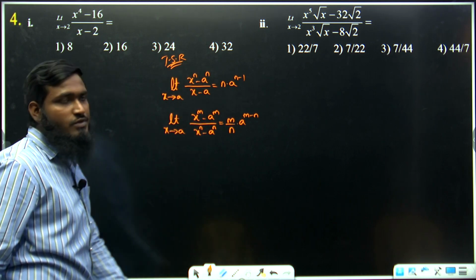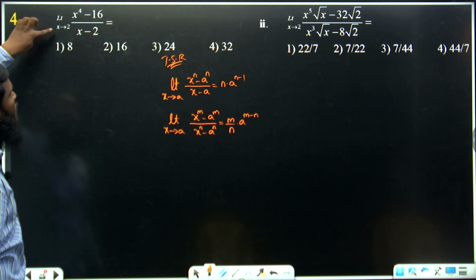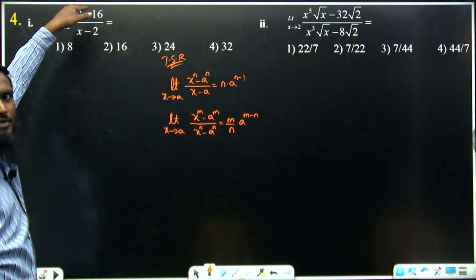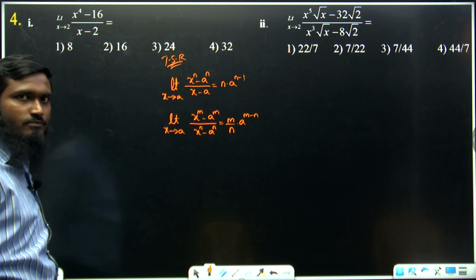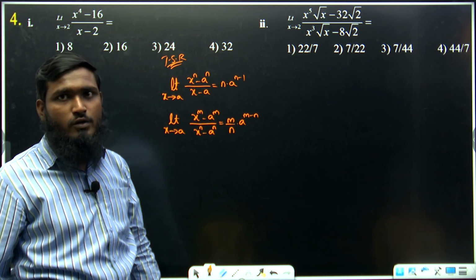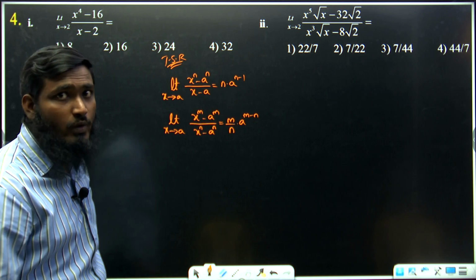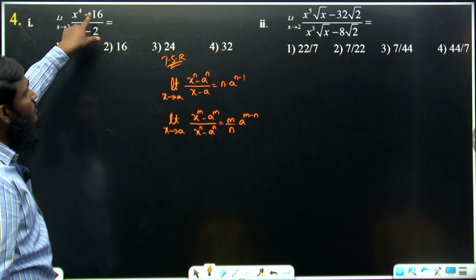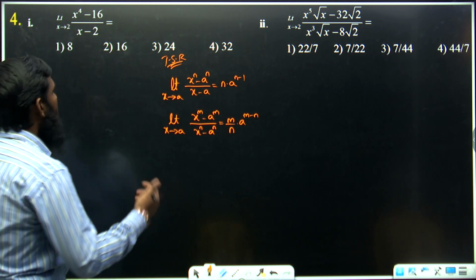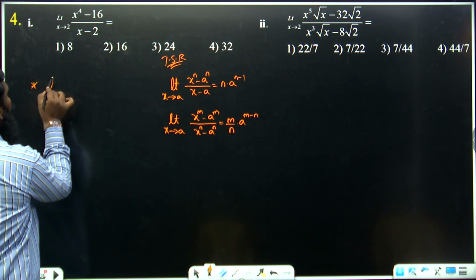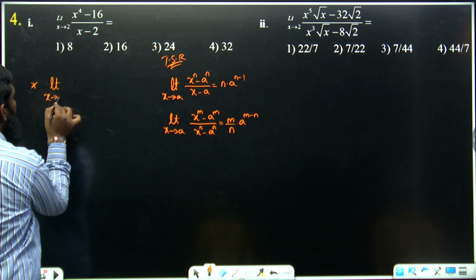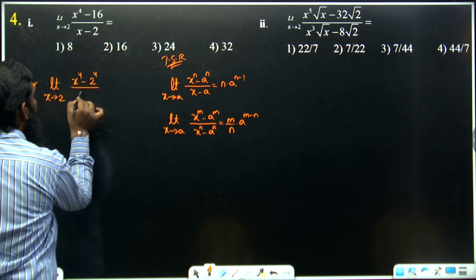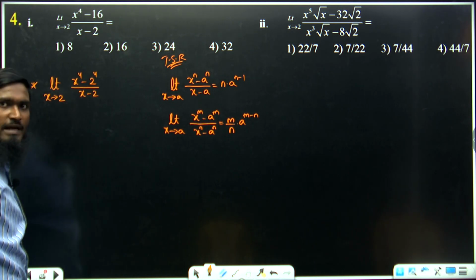Now let us try to solve this question. In this limit, x tends to 2, x^4 minus 16 we are having. Powers are not the same. So what we are doing is, 16 can be written as 4 square also, yes or no? But we are not writing 4 square, because as I told you, x minus 2 and x minus 2 should be there, the same part should be there. So that's why we are writing this as limit x tends to 2, (x^4 - 2^4)/(x - 2). Okay, like this we have taken.